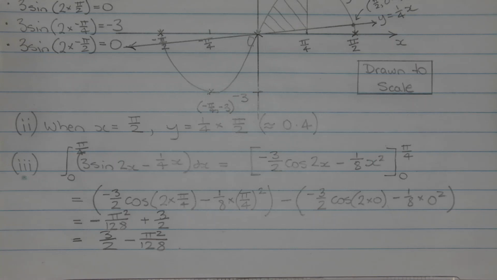Applying the limits of integration, that equals negative 3 over 2 times cos of 2 times pi over 4 minus 1 over 8 times pi over 4 in brackets squared, minus negative 3 over 2 times cos of 2 times 0 minus 1 over 8 times 0 squared. And simplifying this expression, that equals negative pi squared over 128 plus 3 over 2, or 3 over 2 minus pi squared over 128.